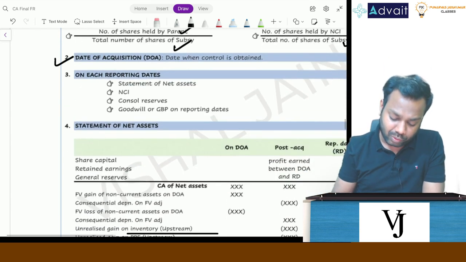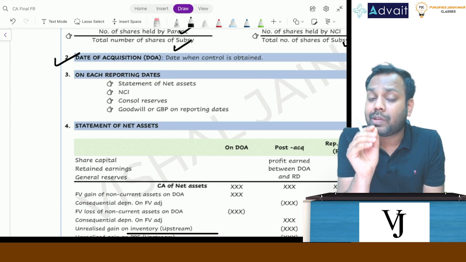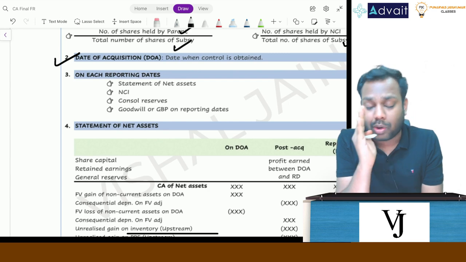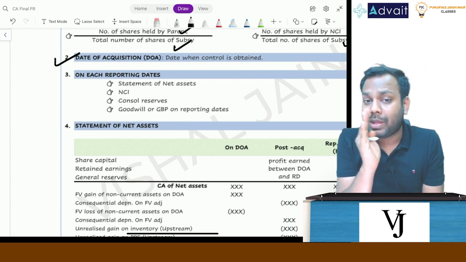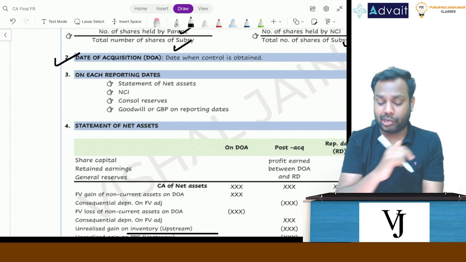Now, date of acquisition is what? What is the date of acquisition? The date on which the control over the business is acquired by the acquirer company. Okay, the date when the acquirer obtains control over the business of the acquiree company is called the date of acquisition.